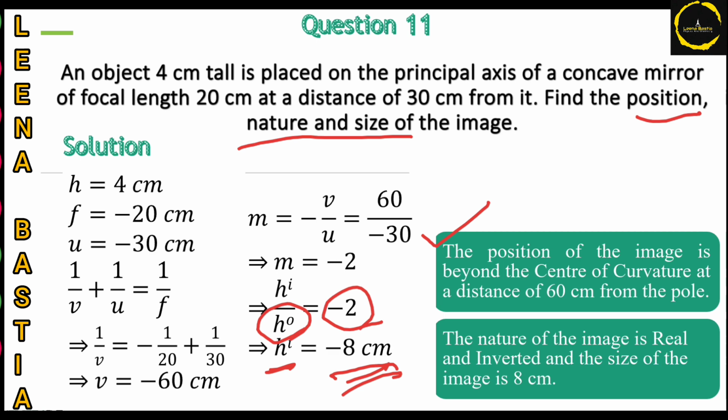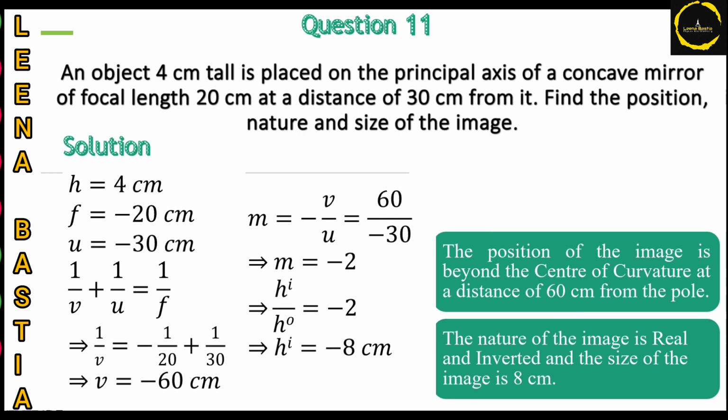See the green boxes at the end, you have to write the position of the image is beyond the center of curvature at a distance of 60 centimeter from the pole. Here from the pole, in front of the mirror also you mention, 60 centimeter in front of the mirror, it will be more clear. Now the second part is your nature. The nature of the image is real and inverted. We have already discussed, the minus value of the v is indicating that. And now the size of the image is 8 centimeter. 8 centimeter we got it here.